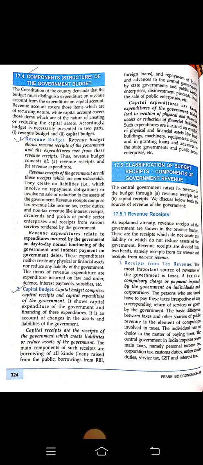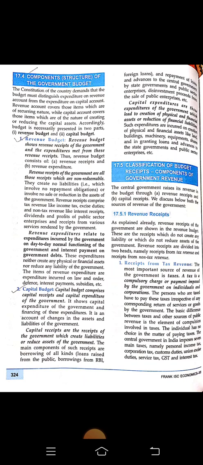Revenue receipts of the government are all those receipts which are non-redeemable. They do not involve any sale or reduction in the assets of the government. Revenue receipts comprise tax revenue like income tax and excise duties, and non-tax revenue like interest receipts and profit from public sector enterprises, and so on.